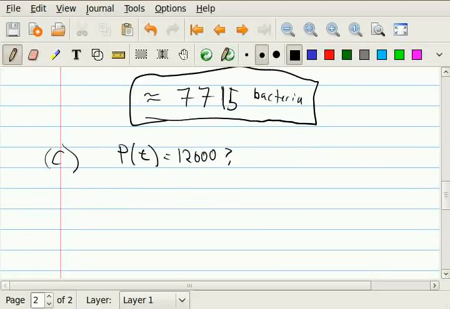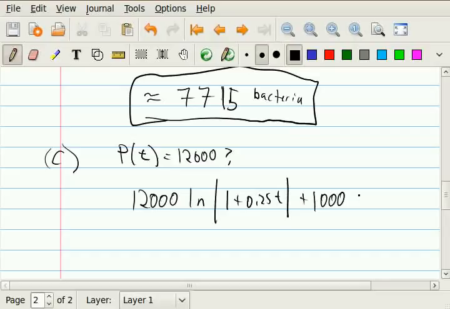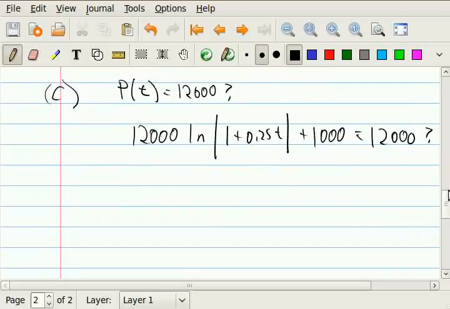But again, we can answer it now because we know the population function. The population function was 12,000 times natural log of 1 plus 0.25t, plus 1,000. And they ask us when will that be equal to 12,000. So we have to solve this for t. Well, let's see, what can we do here? First of all, we need to get t by itself, so I'll subtract 1,000 from both sides.